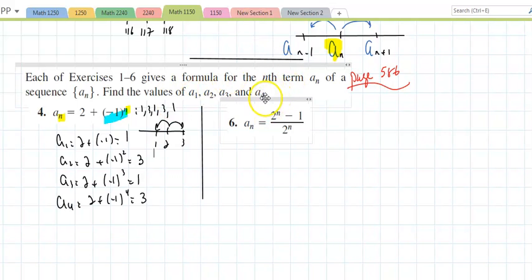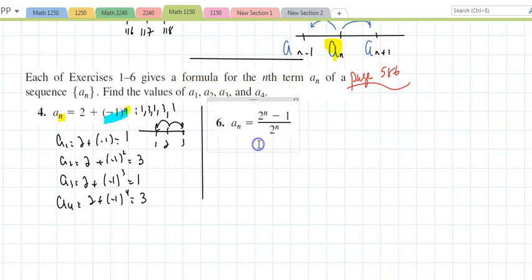If I look at number 6, if I want to list the first 4 terms, again, just getting acquainted with this, wherever you see an n, replace n by 1. That is 2 to the 1 minus 1 over 2 to the 1. That would be 1/2. If I go for a sub 2, I notice that's 2 squared minus 1 over 2 squared, 2 squared is 4, that's 3/4.